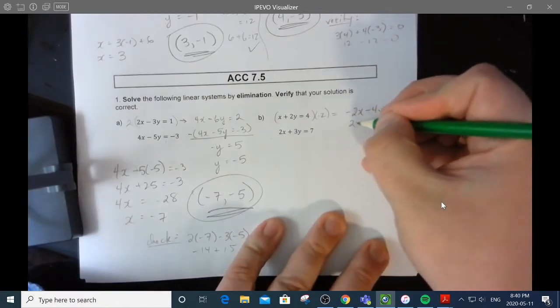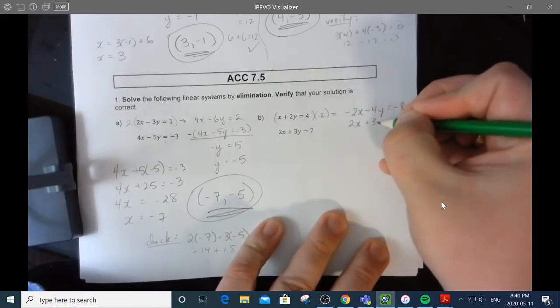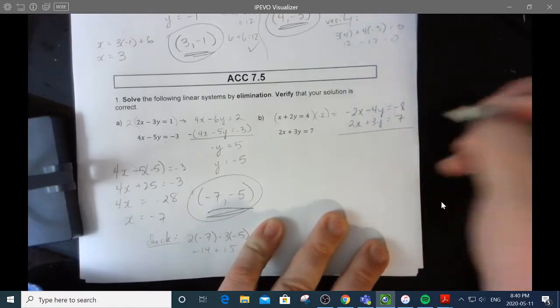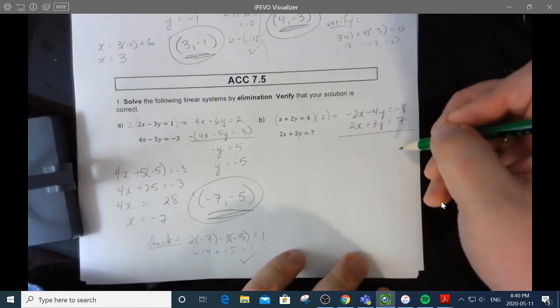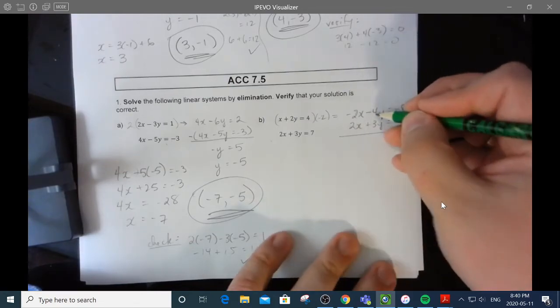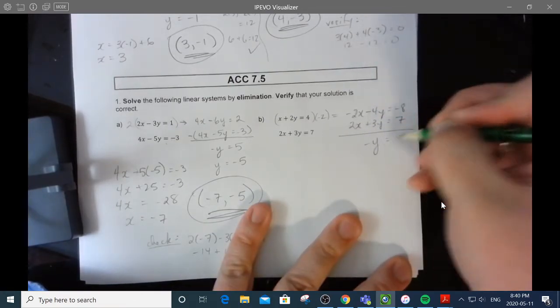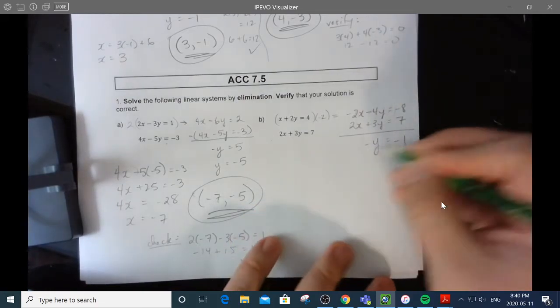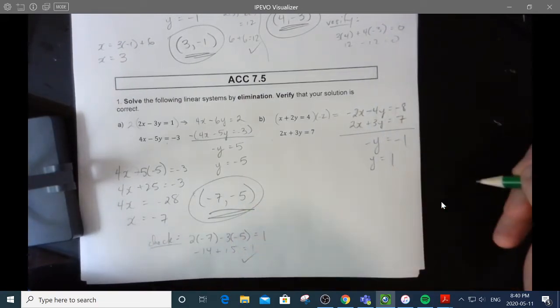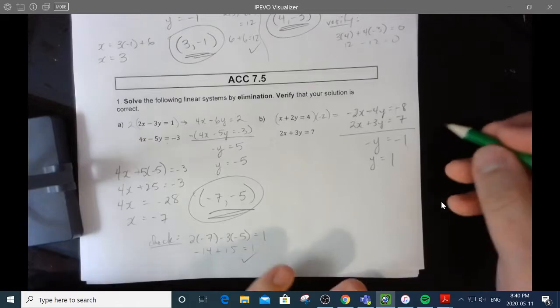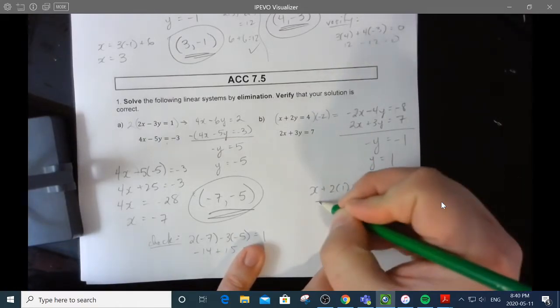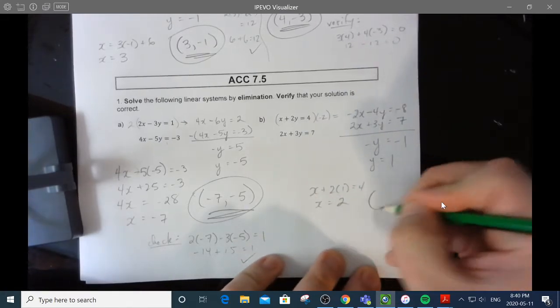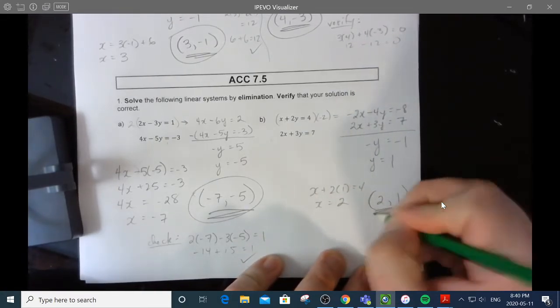Now I can just plain old add this to the other equation, which notice I'm leaving alone, and that will eliminate my x's. So negative 2x plus 2x is nothing. Negative 4y plus 3y is negative y. Negative 8 plus 7 is negative 1. Divide both sides by negative 1. And there we go. y is 1. So if y is 1, then x plus 2 times 1 had better equal 4. So x would be equal to 2. So I think the answer is (2, 1).